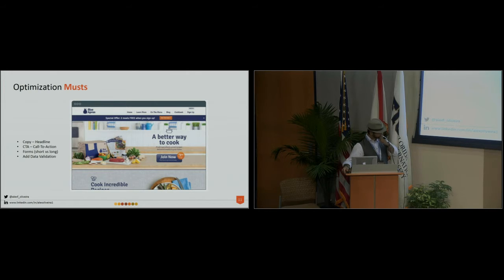The forms. The form is something that's very important because whether you go long or short doesn't always determine the actual conversion. For example, we do insurance forms, auto insurance, life insurance, and there are many fields, and how we overcome that is by putting it in four steps. So you see a little progress bar, and we ask for their actual personal information at the end of the form, not at the beginning of the form. Now, a short form is always going to convert easily.